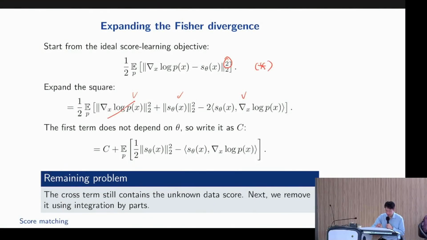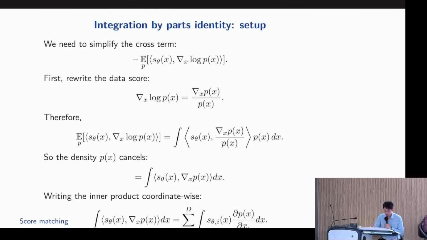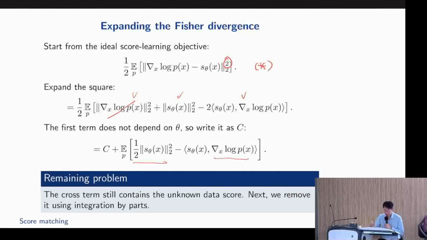we are left with some constant plus 1/2 of the squared norm of the score network minus the inner product between the score and the true gradient. So we still have this problem where this is unknown. So let's set aside the whole equation and just focus on this inner product term. That's the inner product between the score network and the true score.